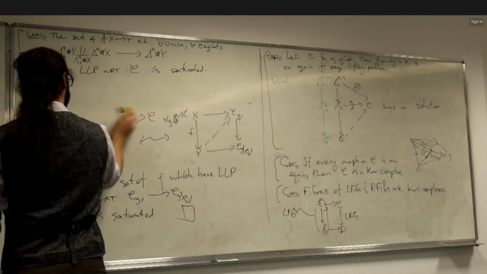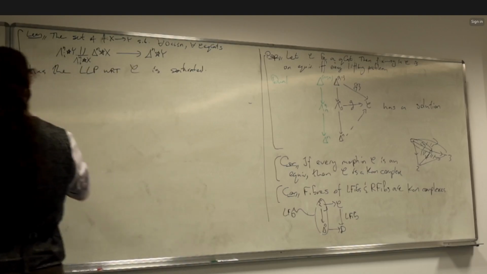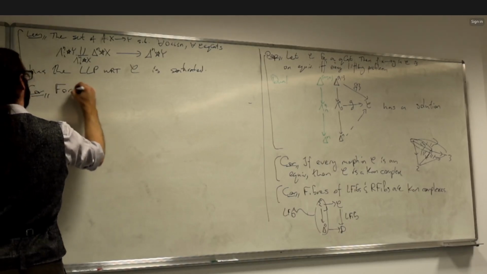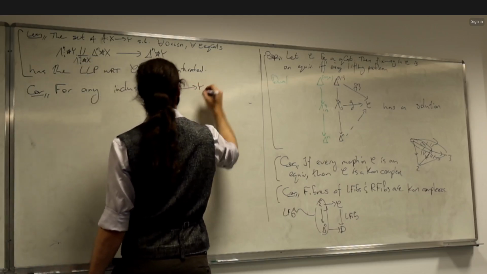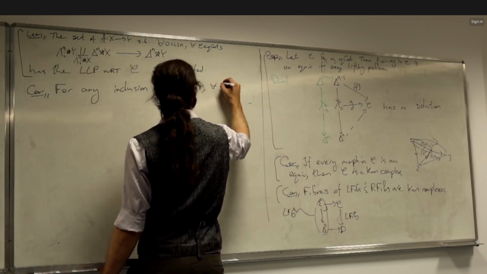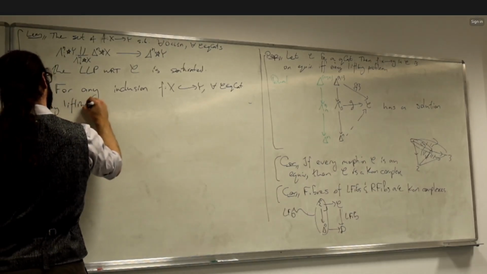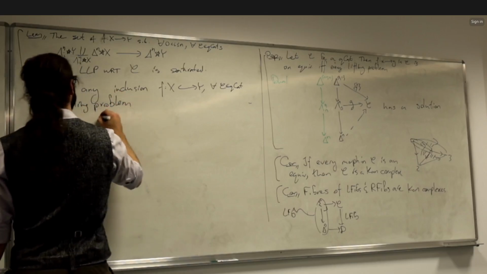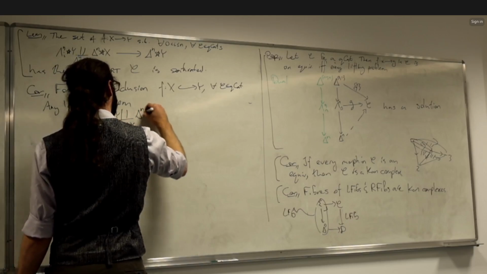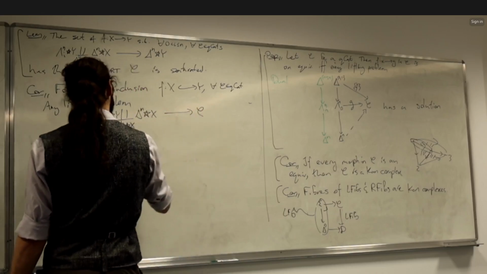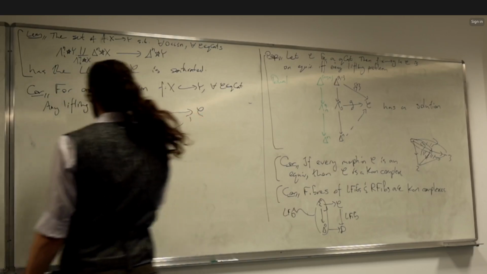So let's derive a corollary. For any inclusion f from x to y, and for any c a quasi-category, any lifting problem lambda n i star y coproduct lambda n i star x delta n star x to c to delta n star y has a solution.